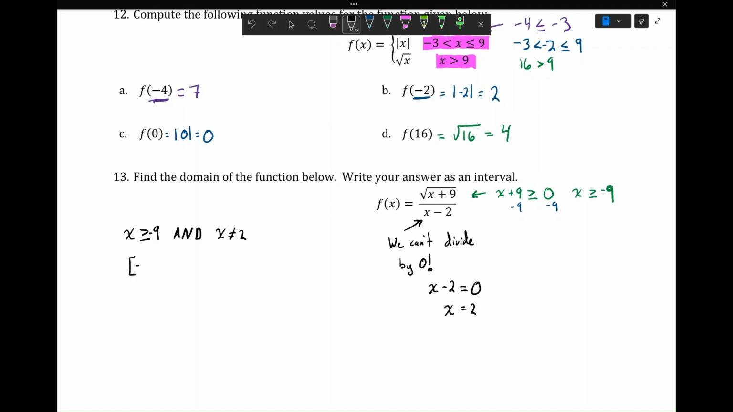Well, first, we know my lower bound is -9, and I can use any number from -9 until I get to 2, and I use a parenthesis to show that's not included. I use a union sign to show I'm going to have to write another interval, and I go from 2 to infinity. So these parentheses show that I am skipping 2. I can do anything right next to 2. I can do 1.99, 2.003, but I have to skip 2 itself.